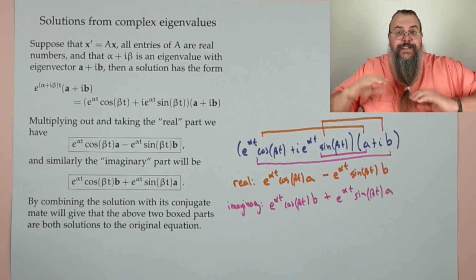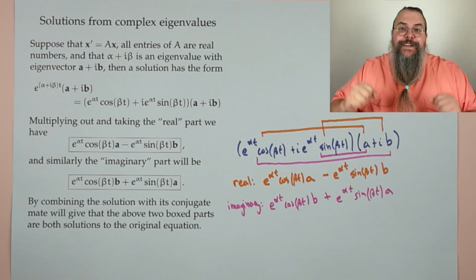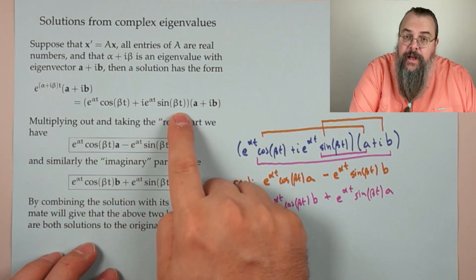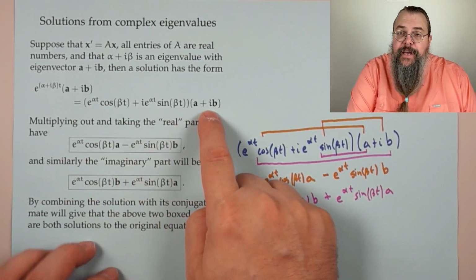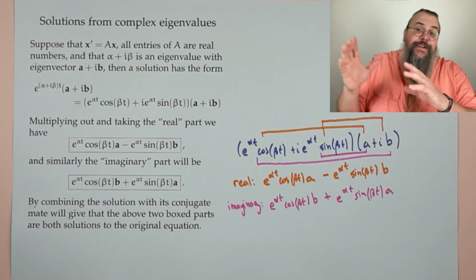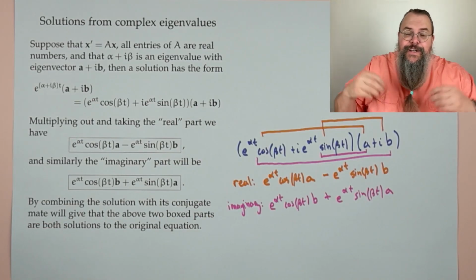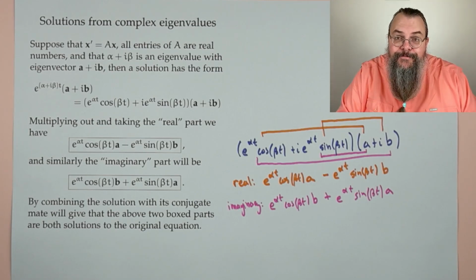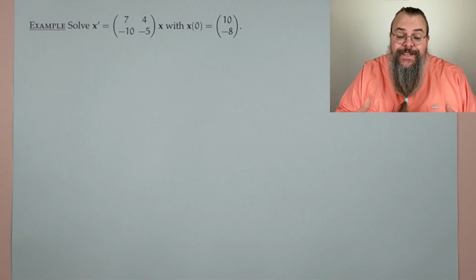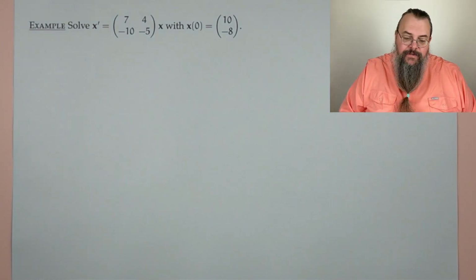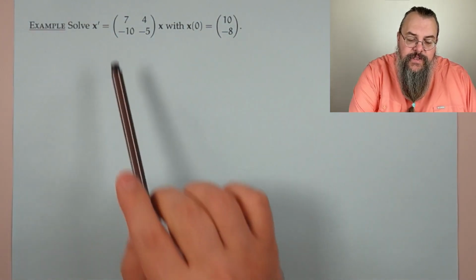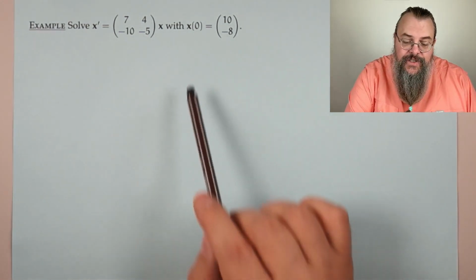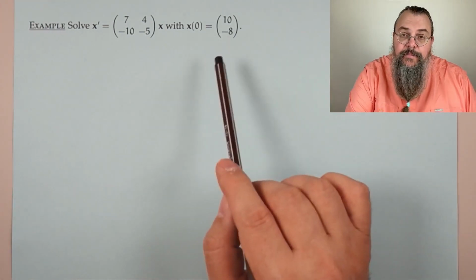Okay, so again, we have a plan. Complex eigenvalues, we say, great. We have the part coming from the eigenvalue, part coming from the eigenvector, expand out, get the real part, get the imaginary part. Those are our new solutions, and then life is good. So let's try it. Here we go. Solve x prime equals [7, 4; -10, -5] x. And we have some initial conditions. x of 0 is [10; -8].